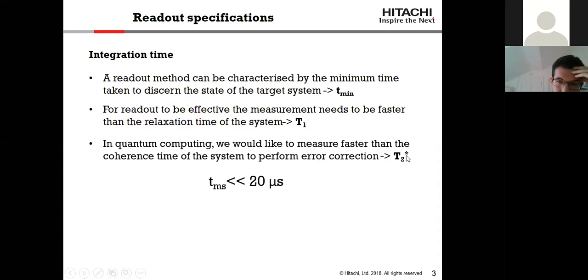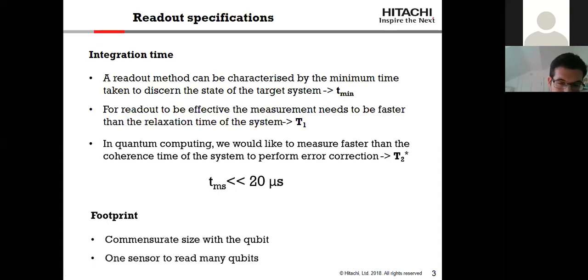So characteristic T2 times in silicon are of the order of 20 microseconds. So that sets the minimum integration time to be below or much lower than 20 microseconds. So that's a target. And then on top of that, you may consider footprint. So probably you would like your readout method to be commensurate in size with the qubit if you are planning to read all the qubits. And then another option is to use a single sensor to read many qubits. This will not enable you to do simultaneous readout, but maybe you may want to use a sequential readout protocol.